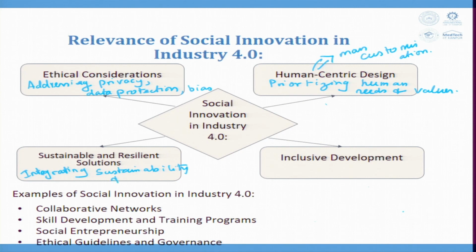sustainability and circular economy. I have asked you to go through the principles of circular economy in the previous assignment. I hope you would have gone through it. So, under sustainable and resilient solution, it is an integration of sustainability and circular economy. Then inclusive development is to ensure accessibility for all, which is the other important thing to be considered for social innovation through industry 4.0.